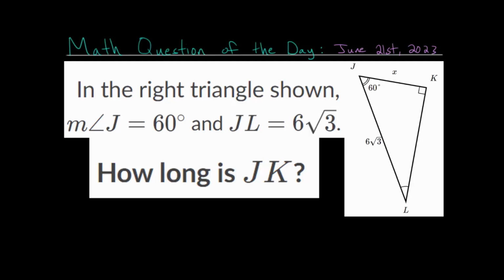In this video, I'd like to talk about the math question of the day for Wednesday, June 21st, 2023. And with this problem, we're told that in the right triangle shown here, the measure of angle J is 60 degrees and the length of JL is 6 multiplied by the square root of 3. And we need to figure out the length of JK, which is denoted by X here.